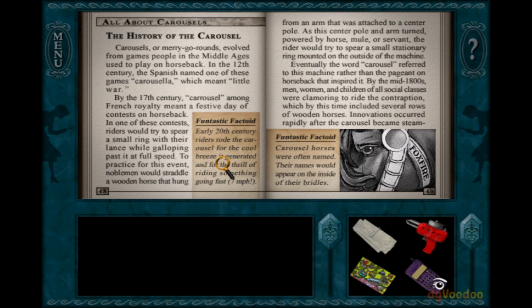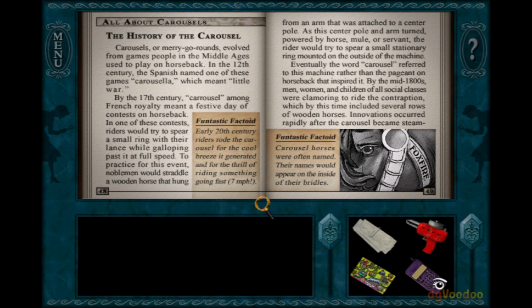The history of the carousel. Carousels or merry-go-rounds evolved from games people in the Middle Ages used to play on horseback. In the 12th century, the Spanish named one of these games Carusela, which meant little war. By the 17th century, carousel among French royalty meant a festive day of contests on horseback.